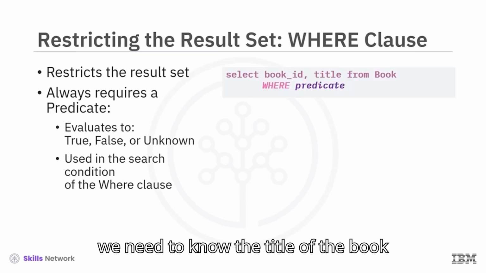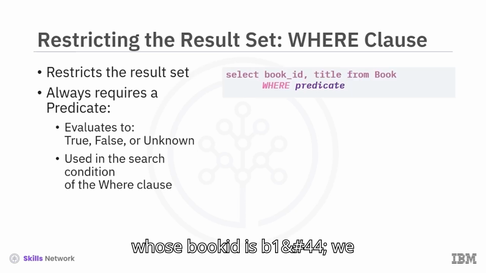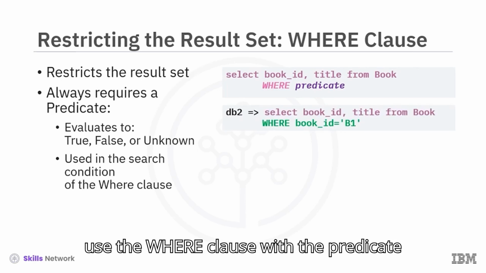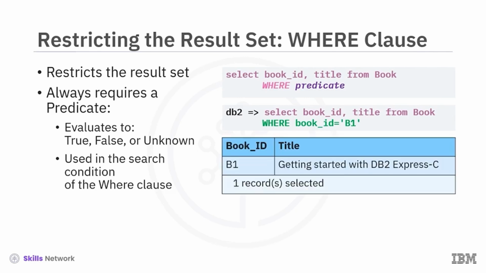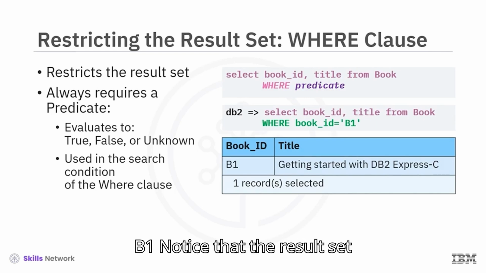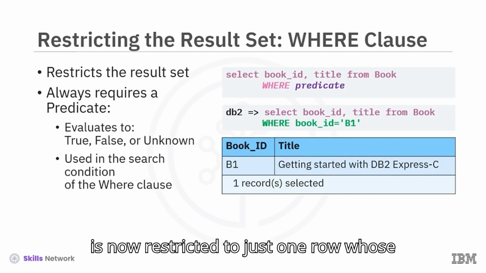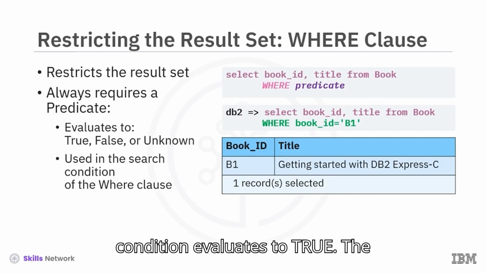So, if we need to know the title of the book whose book_ID is B1, we use the where clause with the predicate book_ID equals B1. Select book_ID, title from book, where book_ID equals B1. Notice that the result set is now restricted to just one row whose condition evaluates to true.